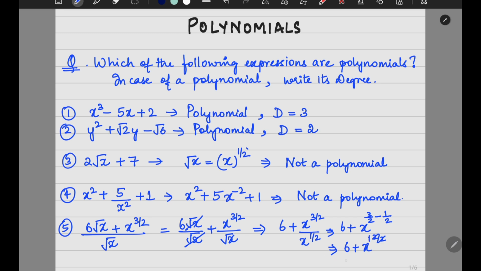Now tell me, is 6 plus x a polynomial or not? It is a polynomial. And what is the degree? The degree is 1. Okay, so this is how you'll have to do it. Whenever you're given a question on identifying if it is a polynomial, wherever possible, you will have to simplify, solve it and then check if the power of the variable is a whole number. If the power of the variable is a whole number, then it is a polynomial. Find the highest power of the variable, that is the degree.